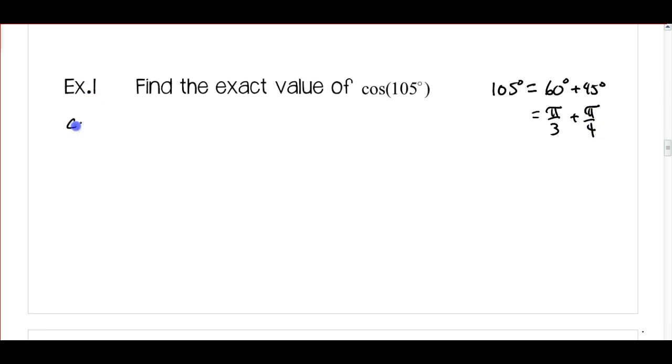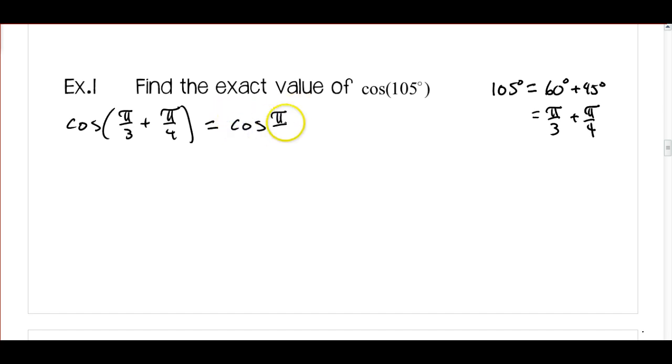So now my problem becomes the cosine of pi over 3 plus pi over 4, and I'm going to use my sum formula for cosine. Again, if you need to refer back to it up there, you can.